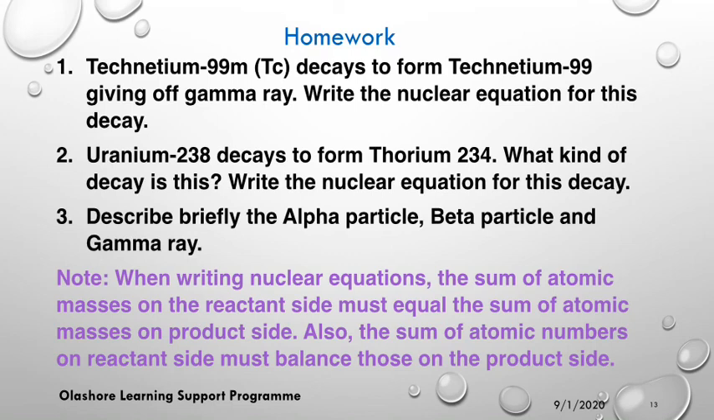Also write the equation for uranium-238, which decays to form thorium-234. You may need to go and find out what the atomic number for uranium-238 is to write that equation. What kind of equation is that? And then describe briefly the alpha particle, beta particle, and the gamma ray. As I said earlier, when you are writing nuclear equations, the sum of atomic masses and atomic numbers on the reactant side must balance those on the product side.